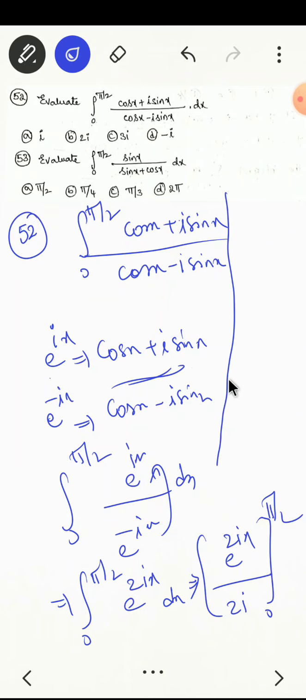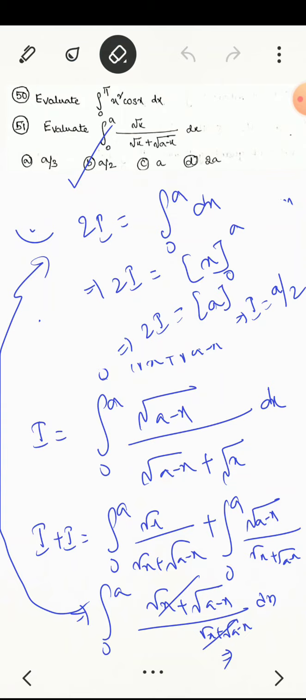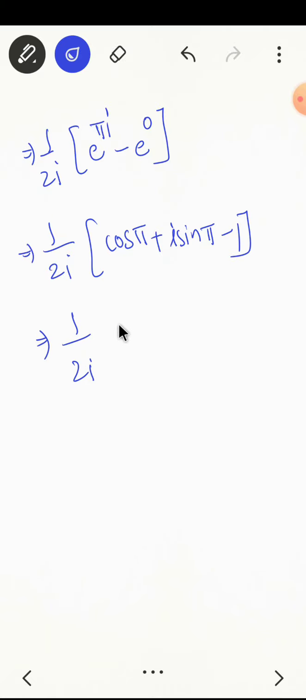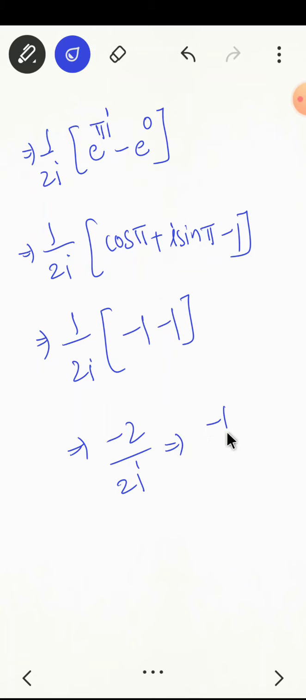Then what you will get now? Okay, apply the limits. 1 by 2i is common. e raised to power pi i minus e raised to power 0 after applying limits. So 1 by 2i, e raised to power pi i can be written as cos pi plus i sin pi, minus 1, since e raised to power 0 is 1. Cos pi is minus 1, sin pi is 0, so that is minus 1 minus 1. So minus 2 by 2i. 2 gets cancelled, you will get minus 1 by i.